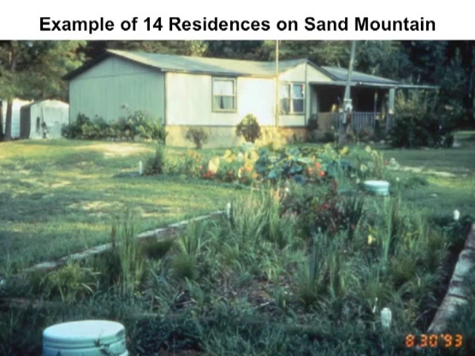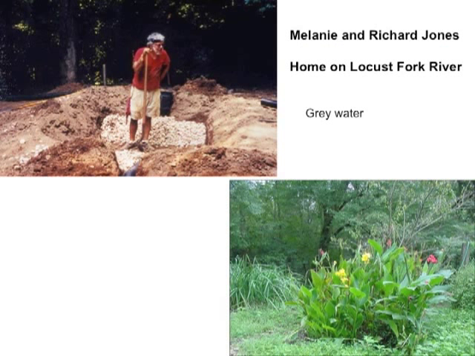They're constructed wetlands. Melanie Johns and Richard Johns up on the Locust Fork, right next to Locust Fork, had their gray water separated already, so they brought their gray water into a little constructed wetland, and they're plant people, so it just blends right in with the rest of the plants in their yard.